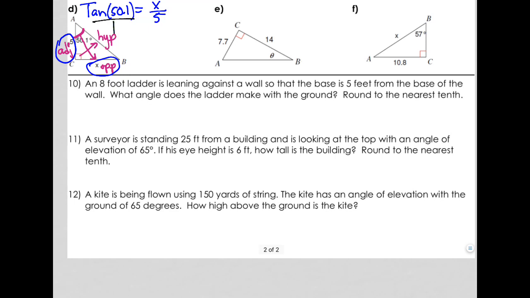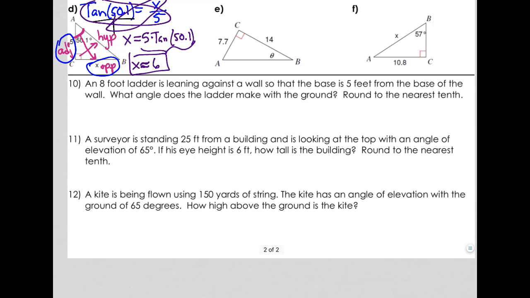So set it up to cross multiply, just like the previous problem. We have x is equal to 5 times the tan of 50.1, and all that tells us that x is approximately 6. These should be squiggly equal signs because we are rounding, so it's about 6.